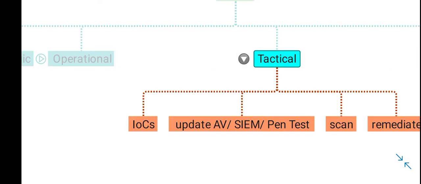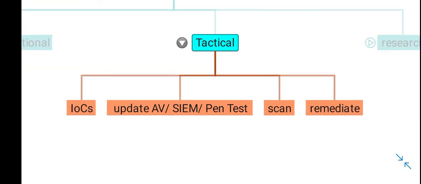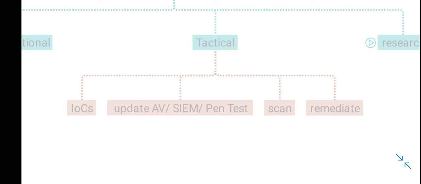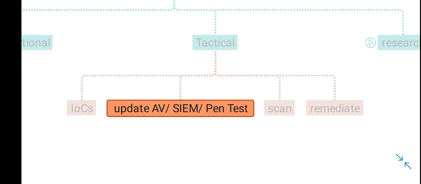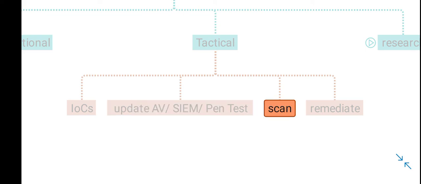Then at the tactical level, here you carry out certain remediation. For example, you receive an IOC and you update your antivirus or your security information and event management, or maybe SOAR, or maybe a pen testing toolkit, and then you scan your environment and you find something, and then you remediate that attack or that compromised system.